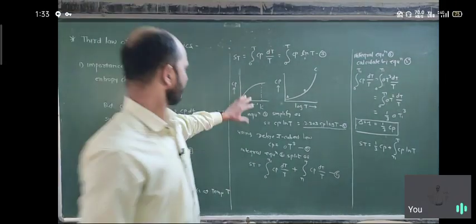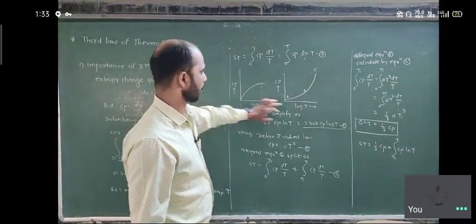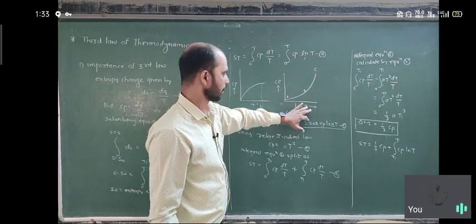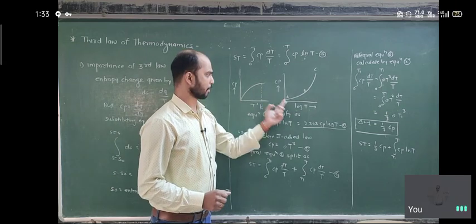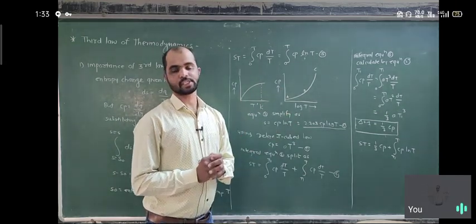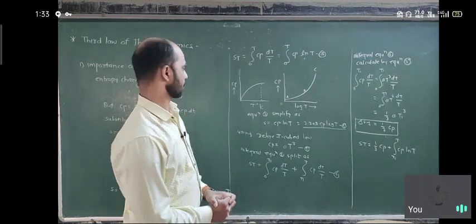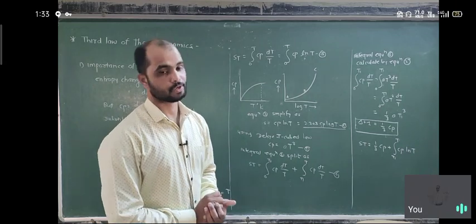So we plot two graphical representations, Cp versus T, or Cp versus log T. Sometimes we plot the graph of Cp versus ln T. It depends on the temperature value. So we plot heat capacity versus temperature and calculate the entropy at a particular given temperature.